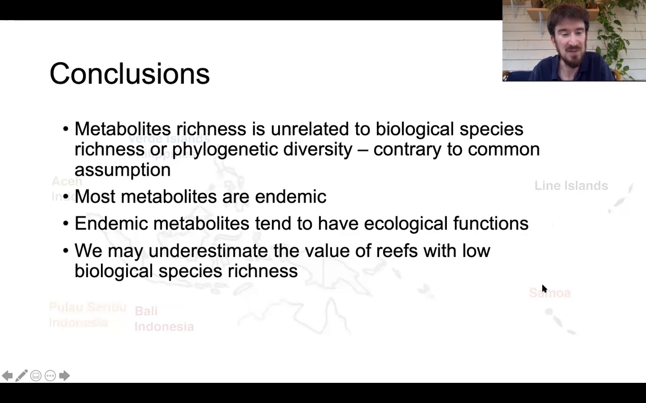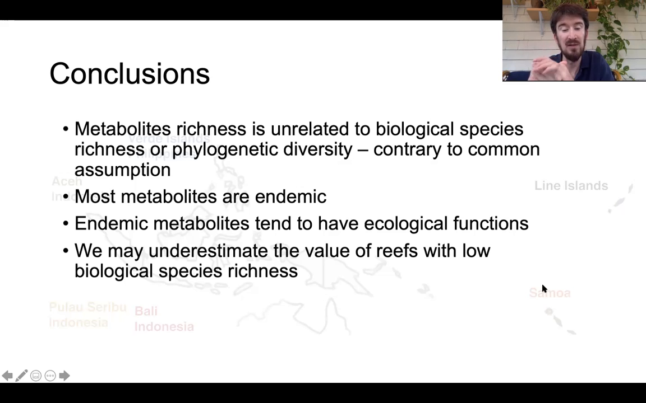Also interesting is that most metabolites are endemic. That is, they're only found in one ecoregion or even in one site. And endemic metabolites are more likely to have ecological functions than non-endemic metabolites. And so it all suggests to us that we may actually be underestimating the value of reefs with low biological species diversity. To elaborate on that a little bit, you can imagine having an area like the Line Islands, which had relatively low richness of metabolites.